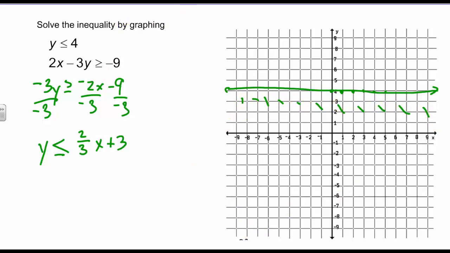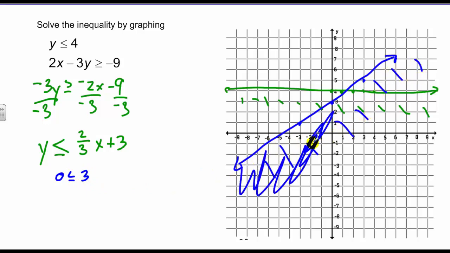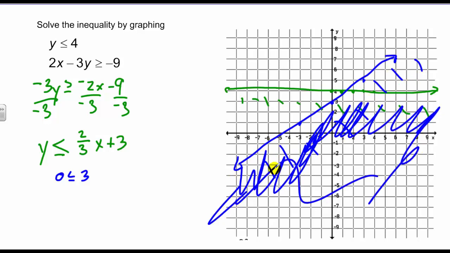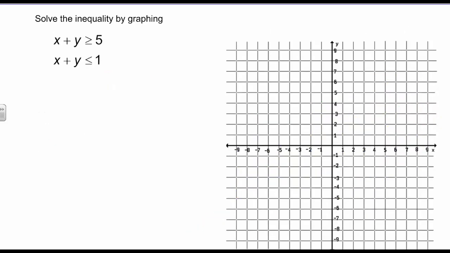If I graph the second equation, go up to 3, go up to over 3, and I go ahead and connect those dots with a solid line. Use my sample of 0, 0, and say is 0 less than or equal to 3? Sure is. Double shading is all this area here.